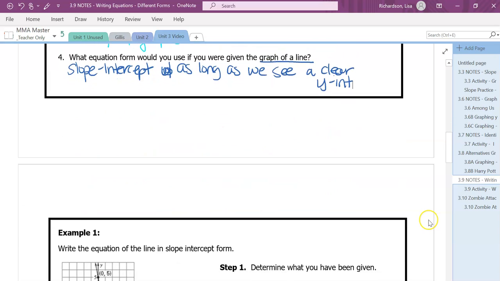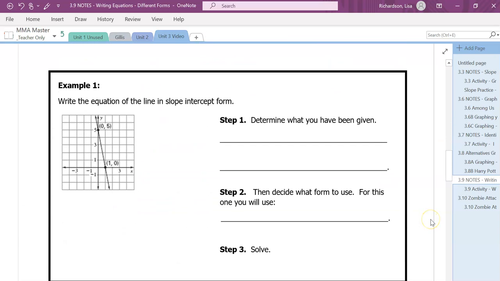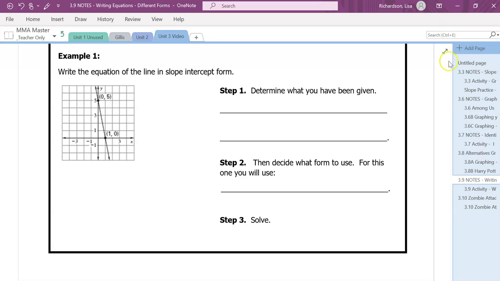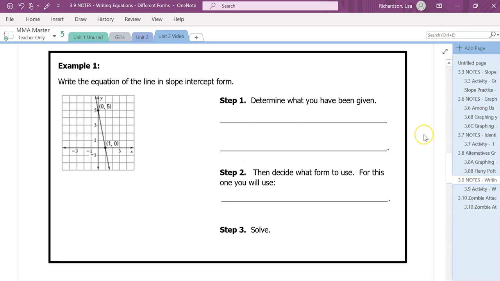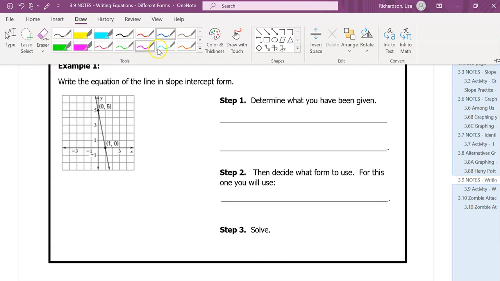So now let's scroll down and we're going to do an example of each one. So the first one, example number 1, asks you to identify. So I've given you 3 steps over here. They're the same for all of them. And step 1 says, what have you been given? So you're going to determine over here what exactly we have been given on this equation.